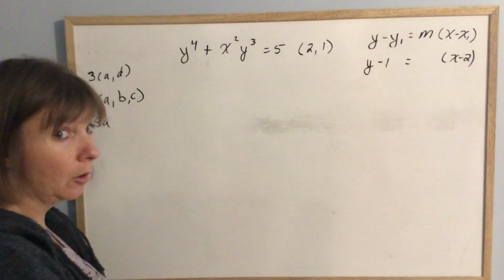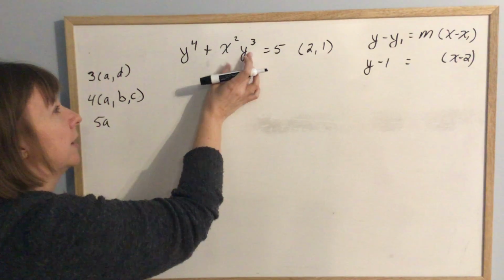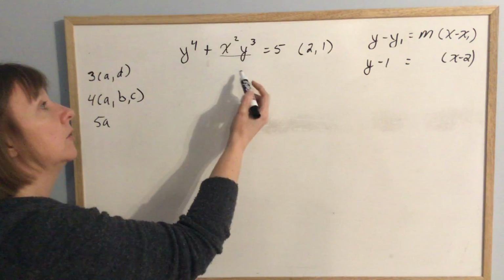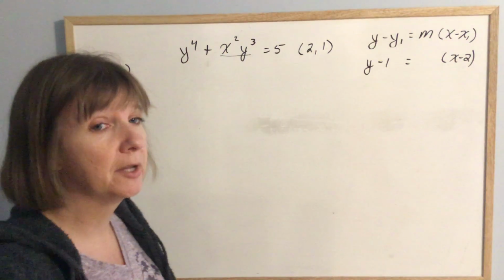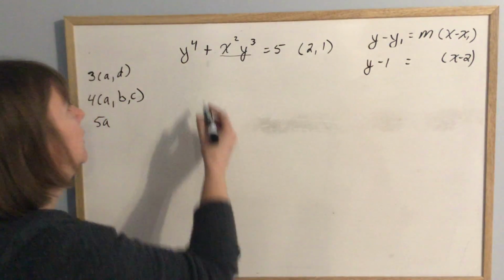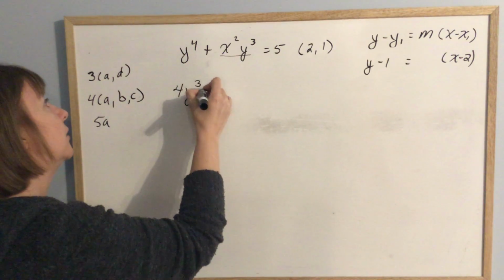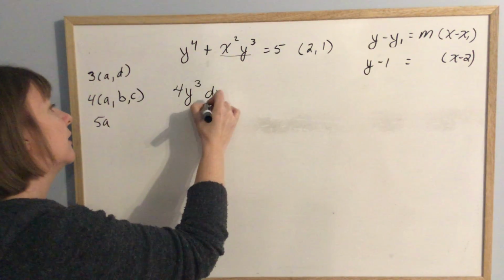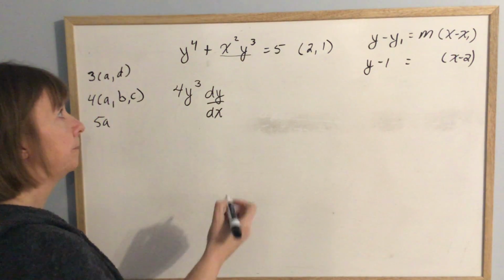What I need is the slope, so I need to do the derivative. The problem is going to be right here. I can see it already because I'm multiplying x squared times y cubed. When I get to that point, I'm going to have to do the product rule there, so it's going to suck a little bit. So y to the fourth is 4y cubed, but I have to say I did the derivative of y with respect to x.